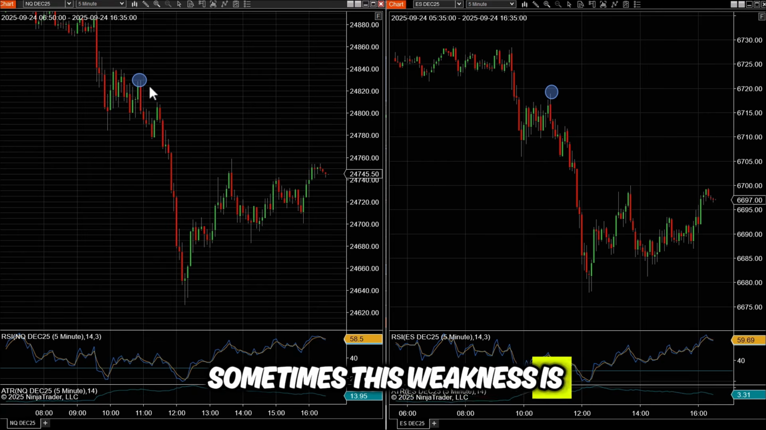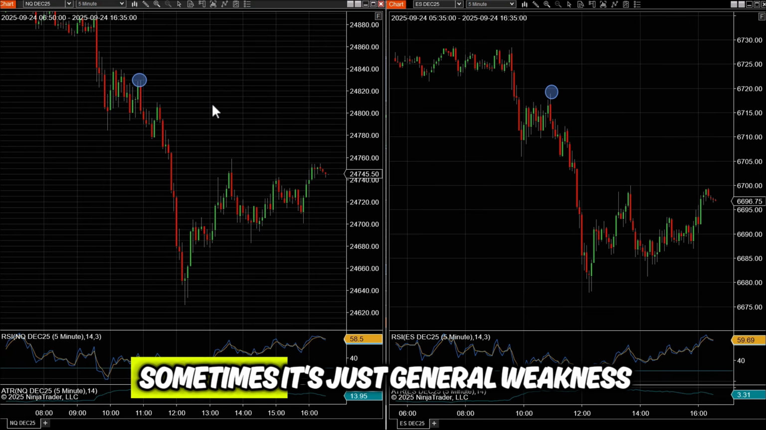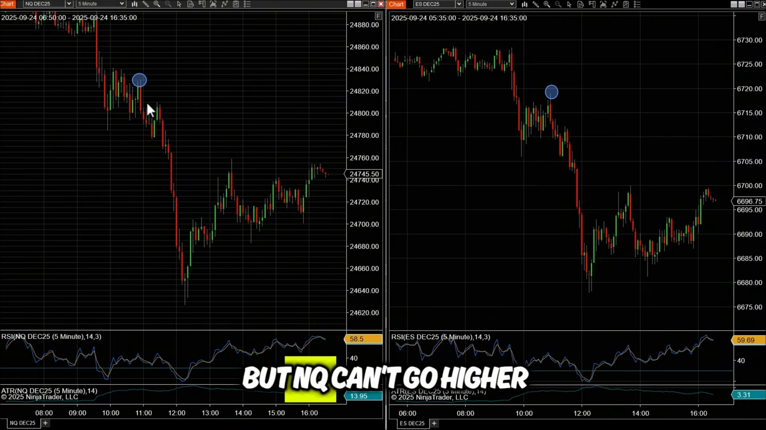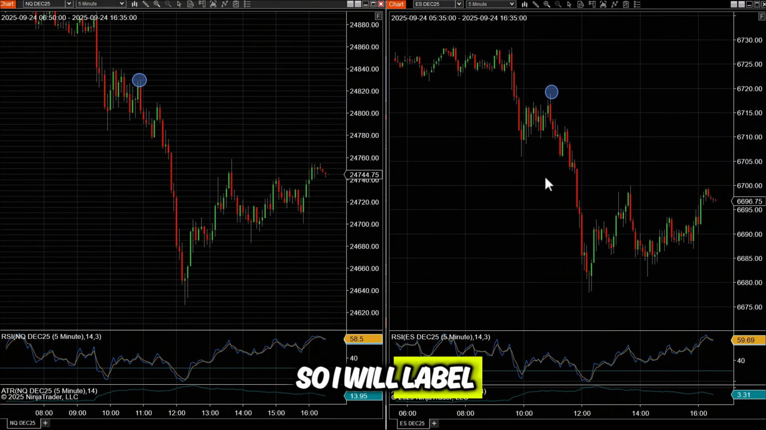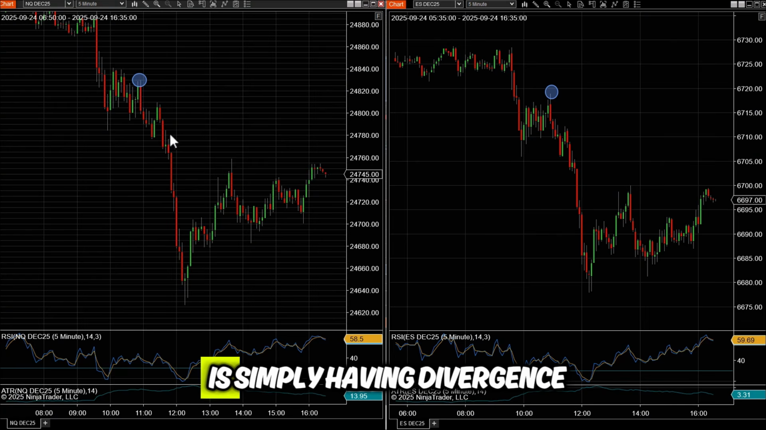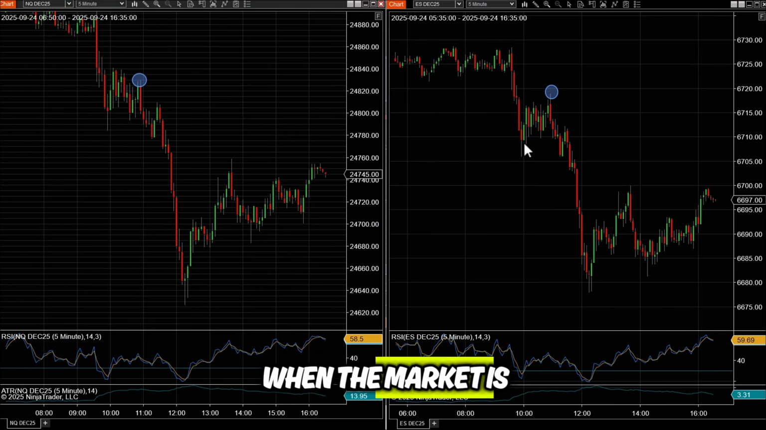Sometimes this weakness is not on the sweep. Sometimes it's just general weakness. When ES goes up, it doesn't sweep it, but NQ can't go higher. So I will label the divergence on the short sweep factor number 4, and factor number 3 is simply having divergence when the market is going up.